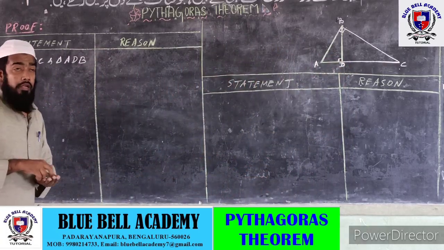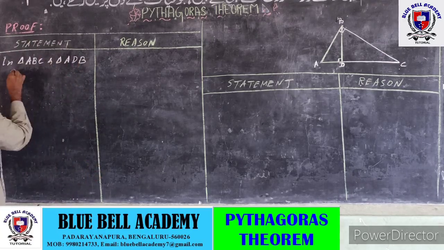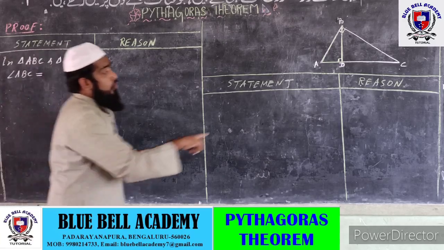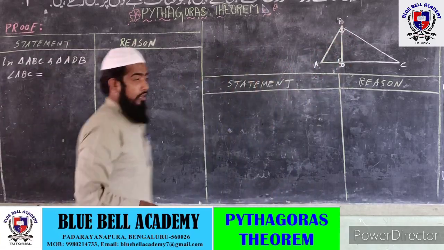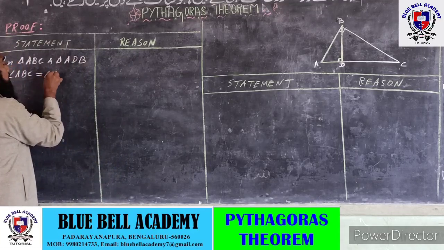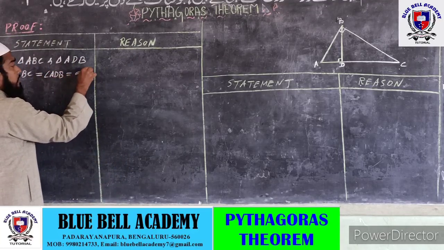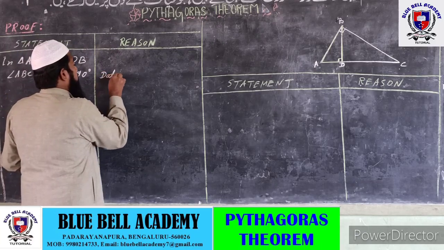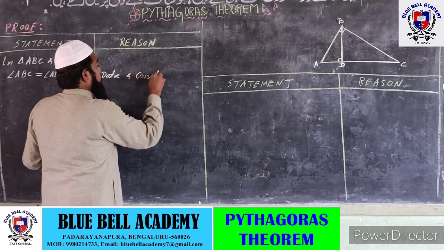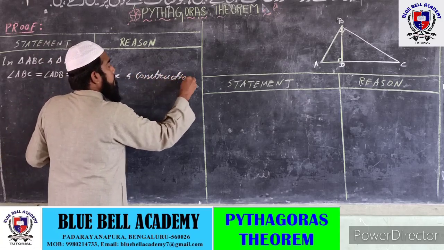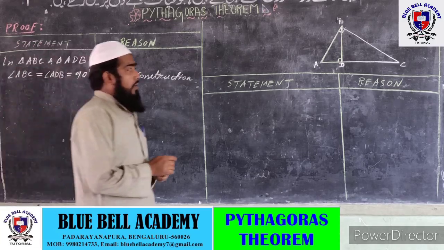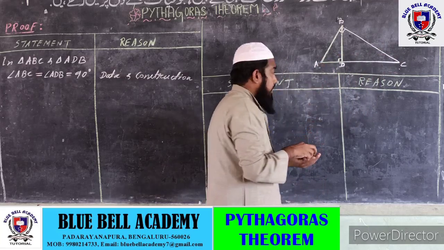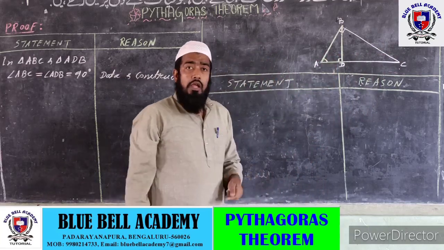So when we are comparing, we see that angle ABC of the original triangle is equal to angle ADB of this smaller triangle, and both are 90 degrees. And from where did we get that? We got it from the data and construction. Understood? Yes.